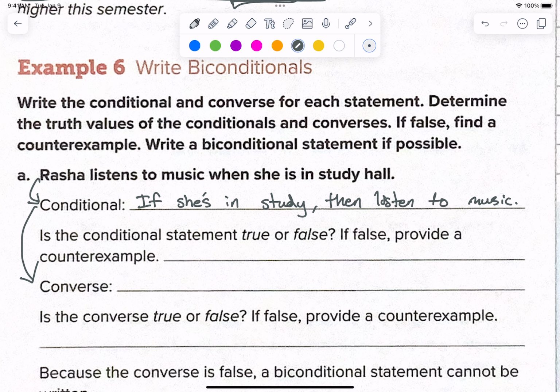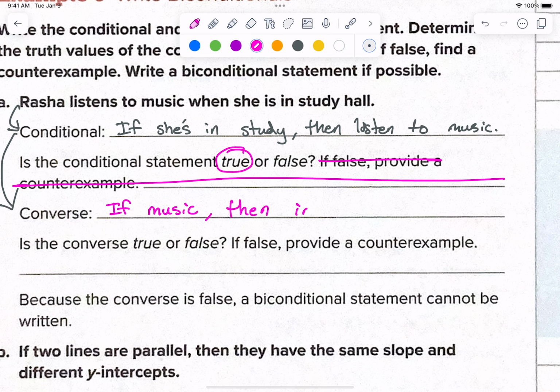Is the conditional statement true or false? True, because they're saying that that's how that works, okay? If false, provide a counterexample. We get to skip that. All right, the next one, the converse. Flip it around. If what? If she's listening to music, then she's in study hall.